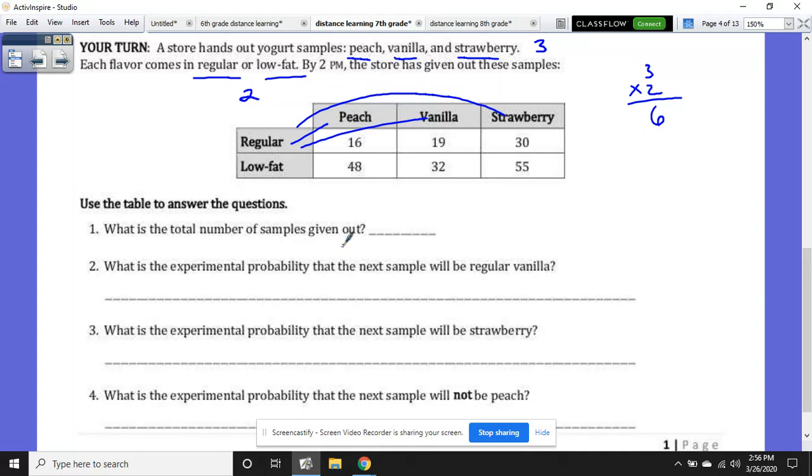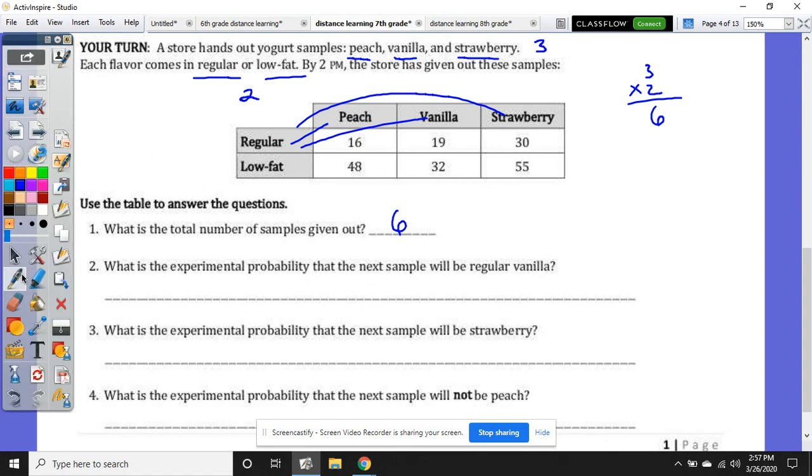So what is the total number of samples given out? That's the first thing we're going to do. Total number of samples, okay? That's 6. We just figured that out. They don't want to know how many, well, actually, yeah, they do. I'm sorry. They want to know how many they actually gave out. So here I'm going to add all of these together, okay? So let's do that first.